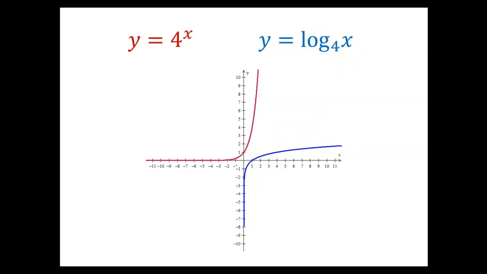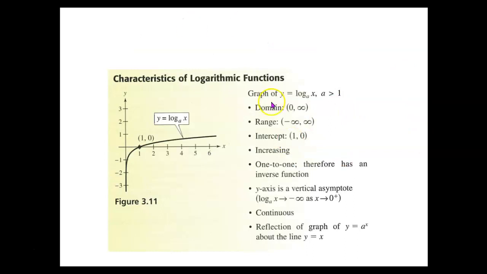The range is all real numbers, negative infinity to infinity. So what you get out of a logarithmic function could be any number, could be negative, could be positive, could be 0. The place where it's 0 is if you plug in 1. So the log of 1 is 0. And that shows up on the graph as the x-intercept, (1, 0).